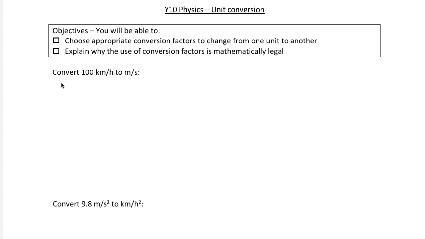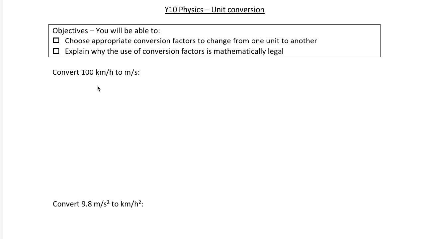Right, often in physics you have to convert from one unit to another, and in this lesson we're going to talk about how to do that. You're going to learn how to choose appropriate conversion factors so that you can change from one unit to another and then carry that through. And then you're also going to understand why using conversion factors in this way is mathematically legal, because sometimes it feels initially like it shouldn't be allowed.